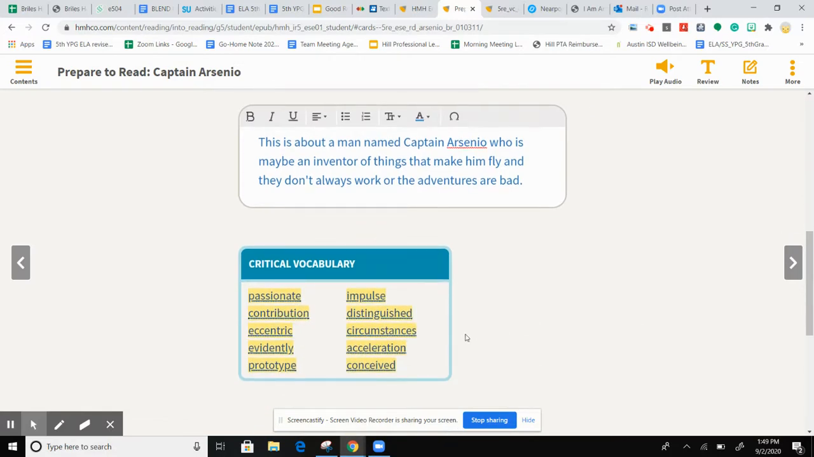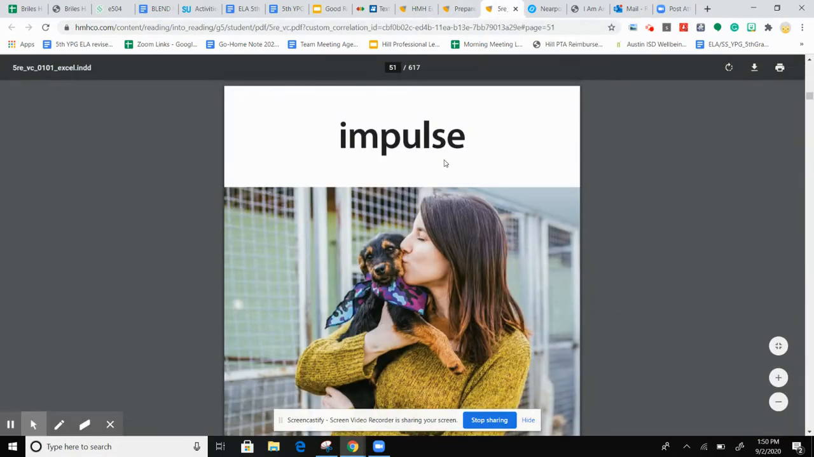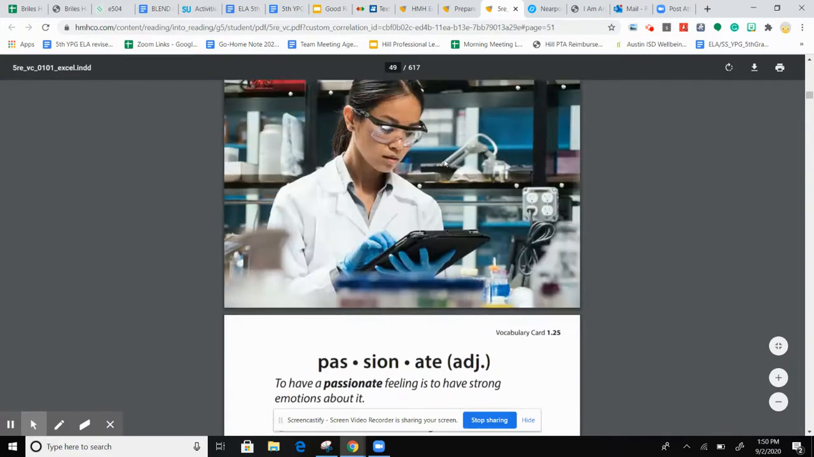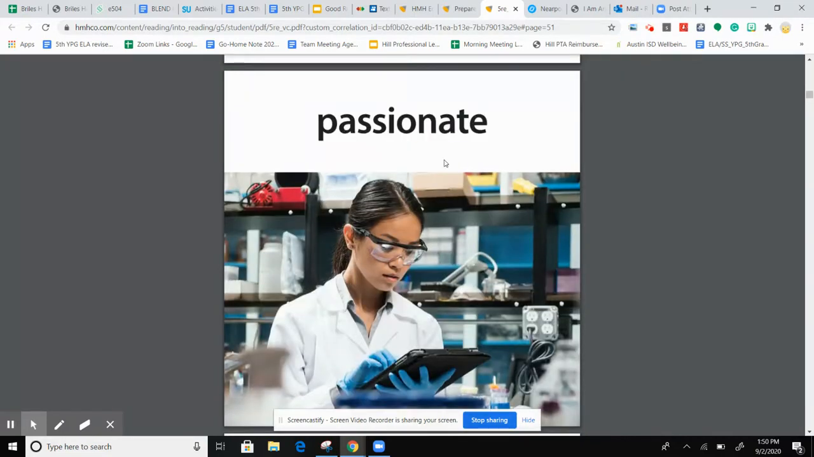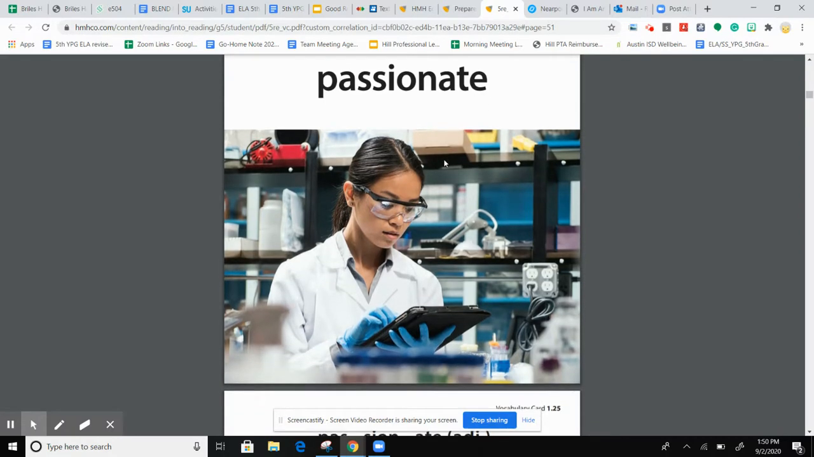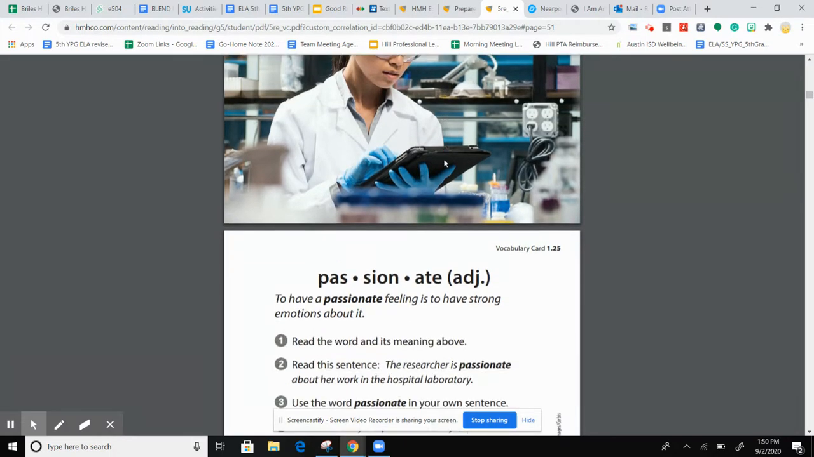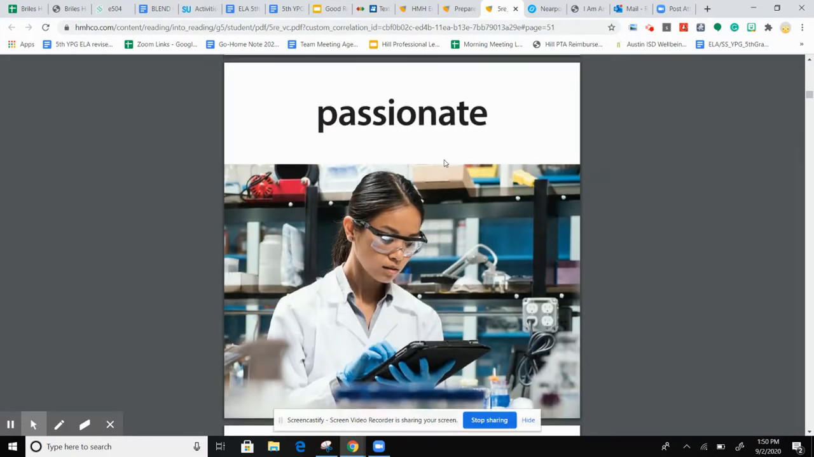All right, and then we have some vocabulary here: passionate, contribution, eccentric, and remember, these are all highlighted in the text. So let's check some of these out. So passionate. This girl is passionate. She really loves her job, her science job of working in a laboratory and problem solving. Passionate is having strong emotions about it.